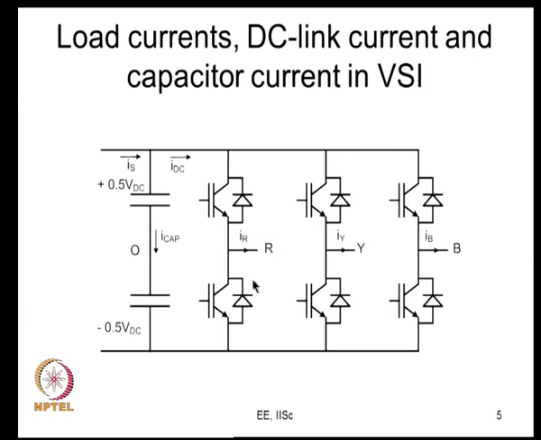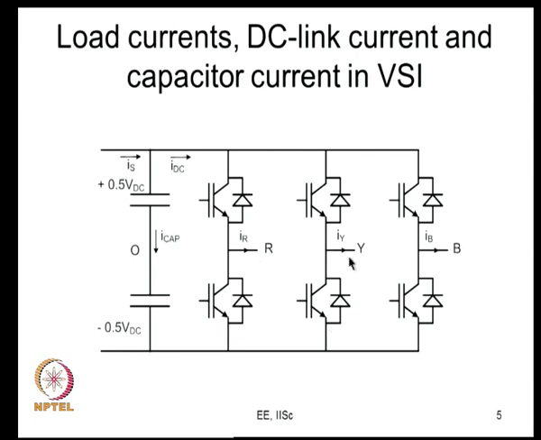As a result of this switching action, you will get voltages here which will be plus VDC by 2, minus VDC by 2 and so on and so forth. You will get line to line voltages which may be plus VDC or 0 during the positive half cycle and minus VDC and 0 usually during the negative half cycle, and through the AC loads you will have currents flowing.